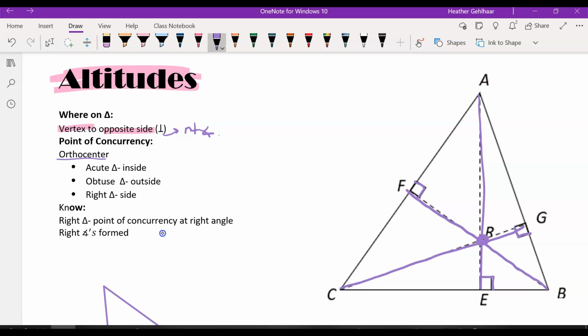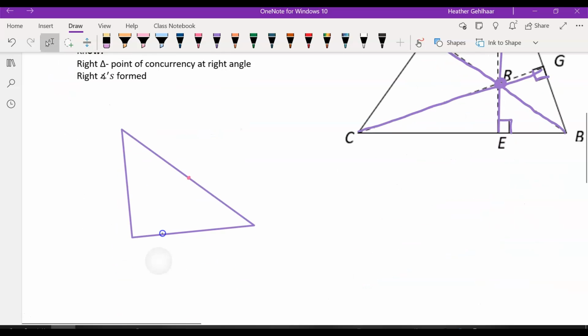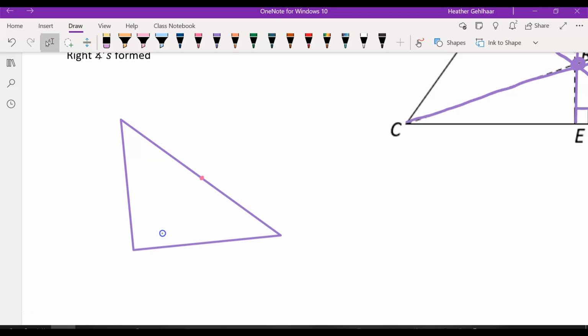In an acute triangle, it is inside the triangle. As you can see here, this is acute. Next, we have a right triangle. So if we go down here, I have a right triangle drawn. So A, B, C. Taking a look here, I know for sure it's a right triangle, but now we have to go ahead and draw the altitudes.